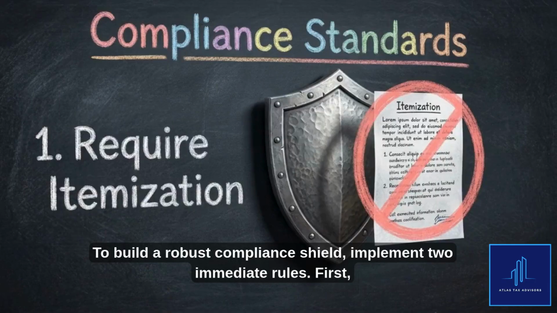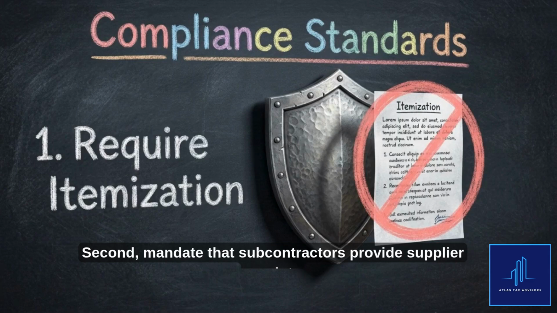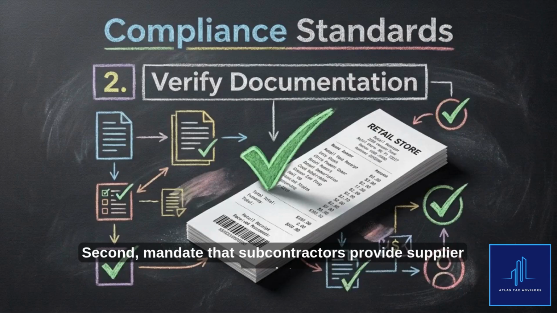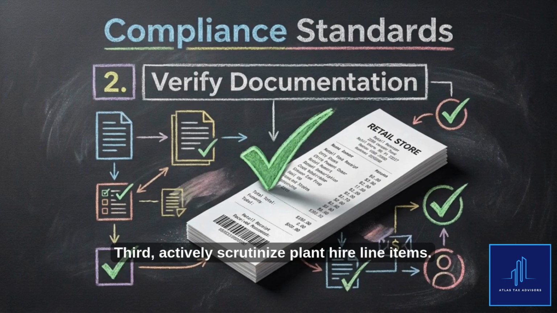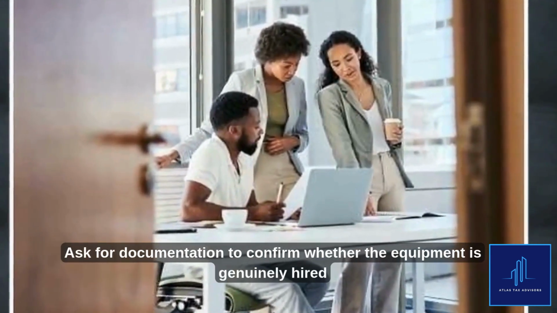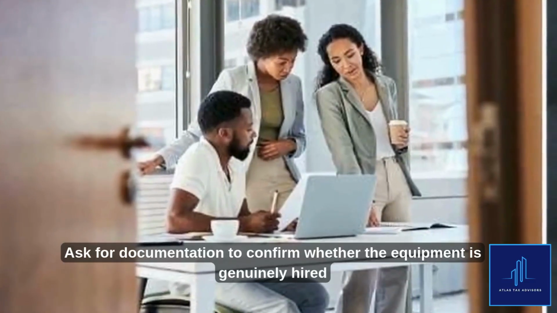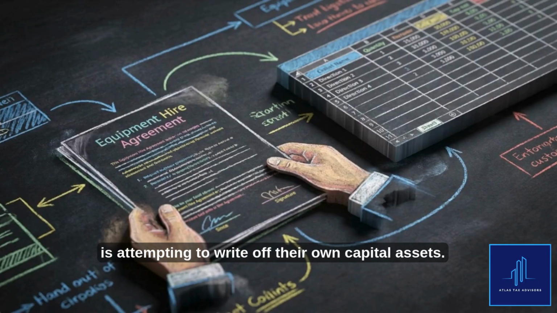To build a robust compliance shield, implement 3 immediate rules. First, institute a firm-wide ban on accepting lump sum labor and materials invoices. Second, mandate that subcontractors provide supplier receipts to prove the direct costs for any significant material claims. Third, actively scrutinize plant hire line items. Ask for documentation to confirm whether the equipment is genuinely hired from a third party, or if the subcontractor is attempting to write off their own capital assets.